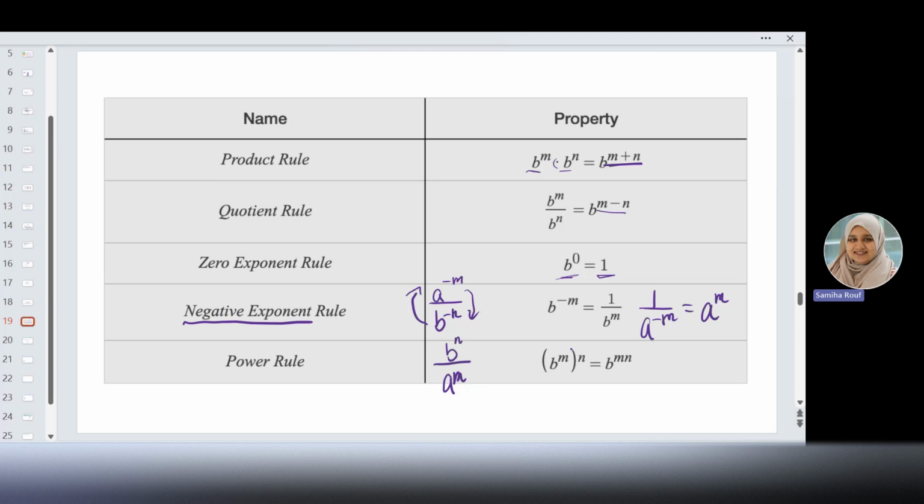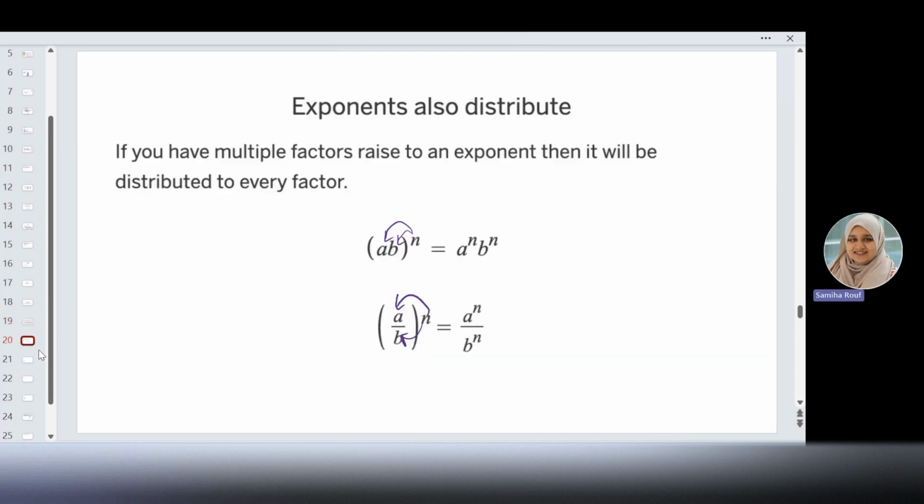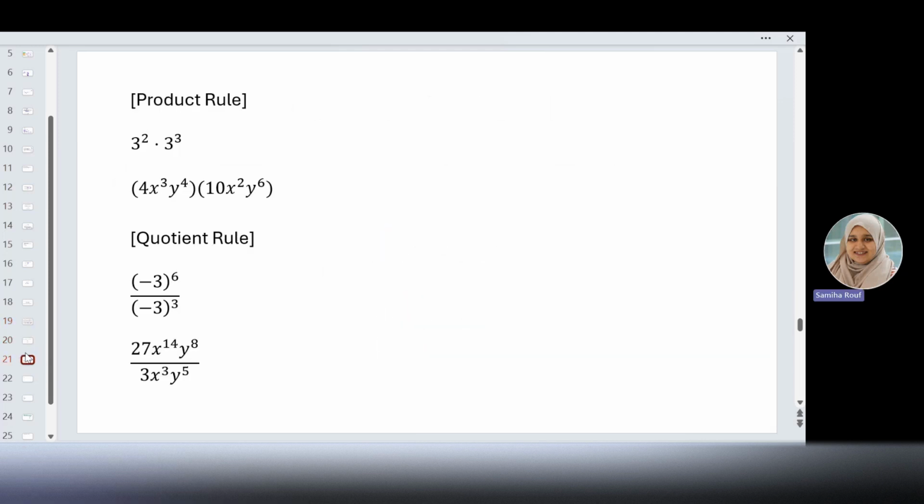And then finally, we have power rules. If I have b to some power and then I have another power outside, then they multiply. And then we just spoke about the distributive property. So now let's apply these rules to these examples.